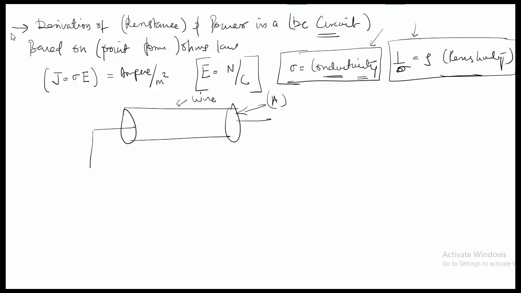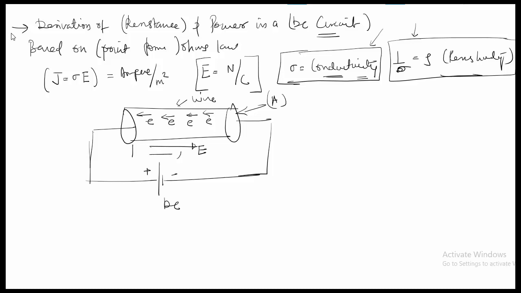So now this wire is connected to a DC battery. When this is connected to a DC battery with the positive and the negative side, an electrical field will be generated which will be in this direction, and the electrons inside will have a motion which will be in this direction. And if you say that the length of the conductor is L and the potential is V, so now our task is to derive the equation of resistance.